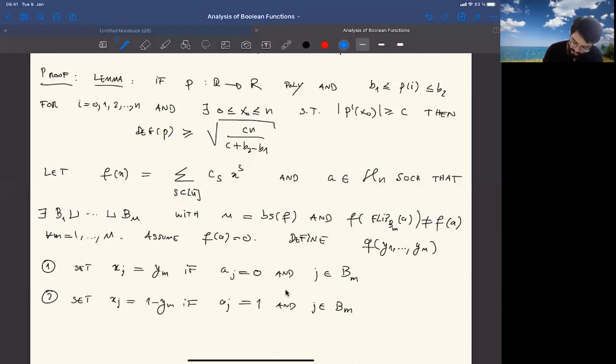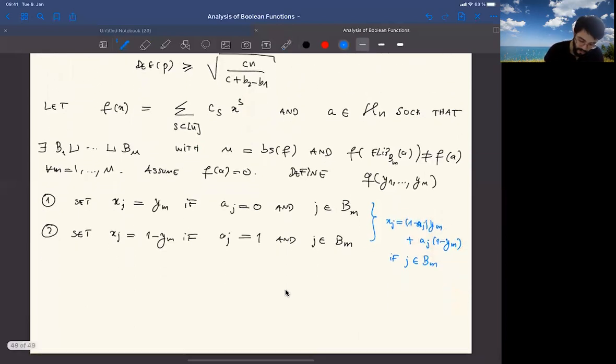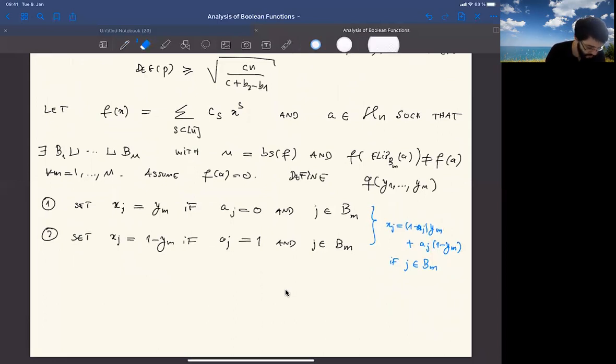So another, maybe combined, way of saying this is you set xj to be aj ym plus, set it to be 1 minus aj ym plus aj times 1 minus ym, if j belongs to bm. So that way, if aj is zero, then this is zero and it's just ym. And if aj is one, then this is zero and it's just one minus ym. Okay. And then three, you just set xj to be aj if j is not in these blocks.